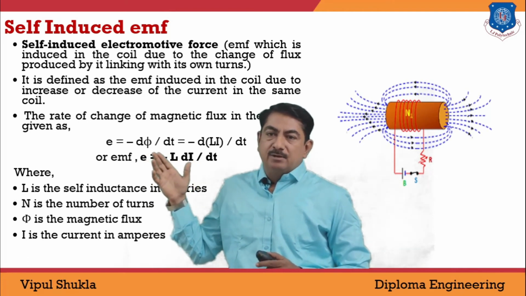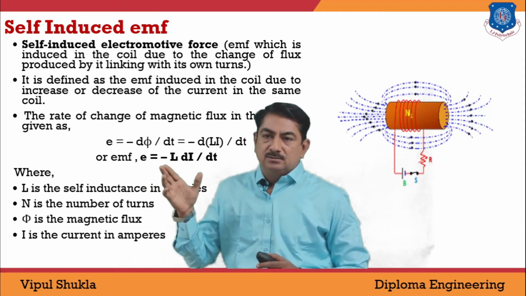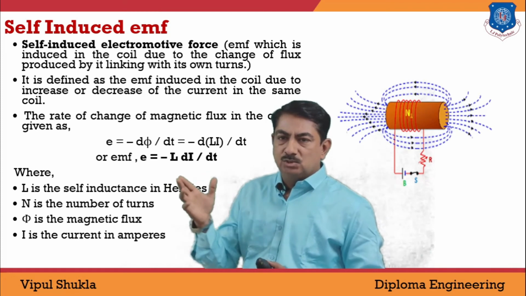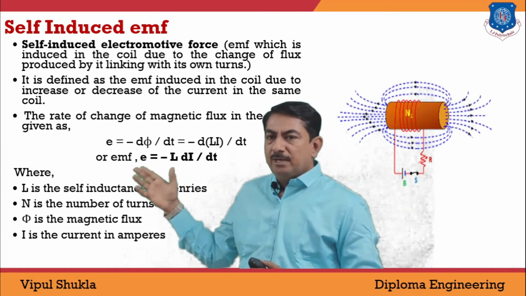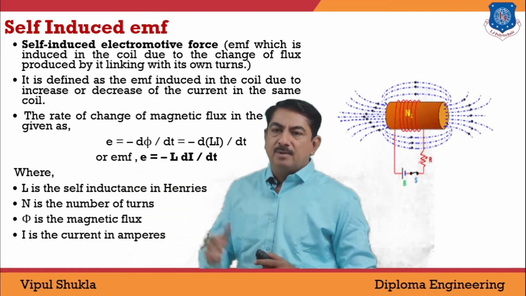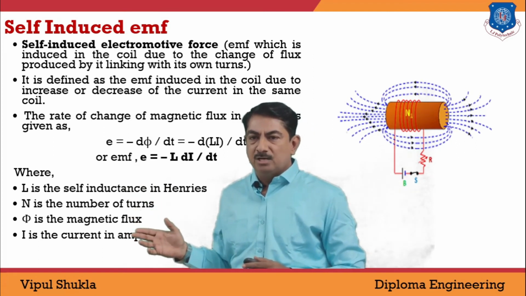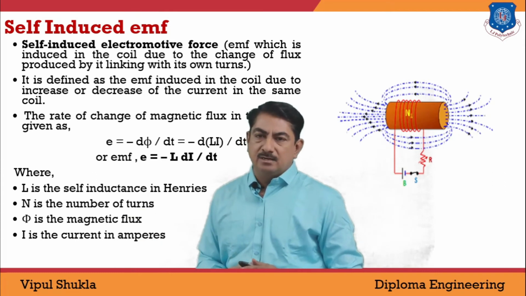Flux phi is given by L into I, where L is the self inductance and I is the current passing through the coil. So the EMF equals minus L di by dt, where N is the number of turns, phi is the magnetic flux, and I is the current.